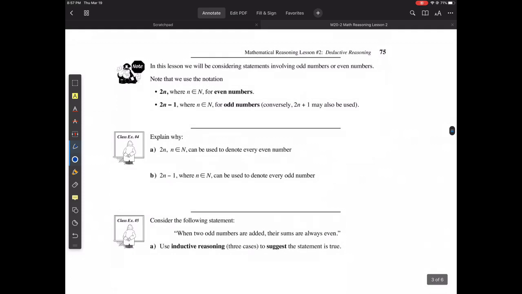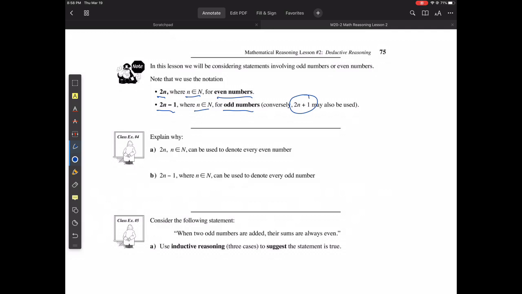So, in this lesson, we'll be considering statements involving odd and even numbers. Here is the notation that we use. We'll say 2n, where n can be any natural number, is always going to represent every possible even number. We can say 2n minus 1, where n is an element of the natural numbers, for odd numbers. If we wanted to, we could also say 2n plus 1, because that would also be true.